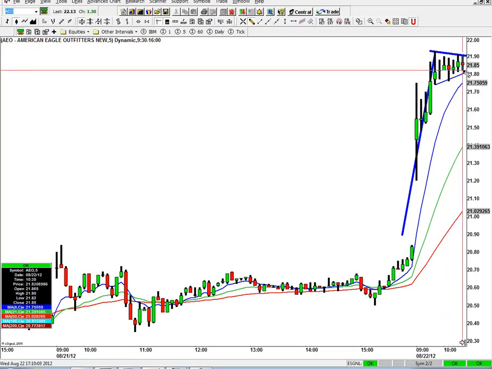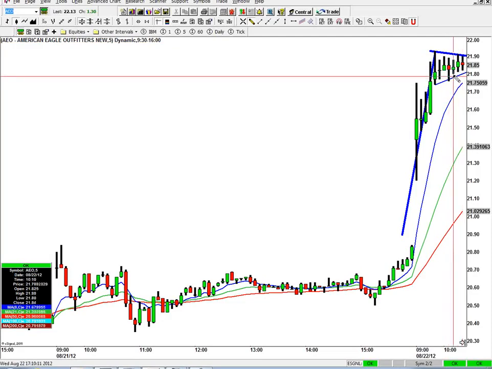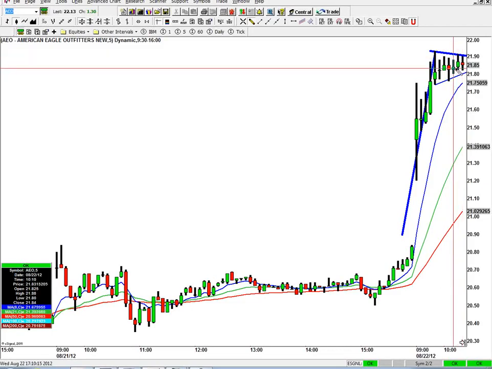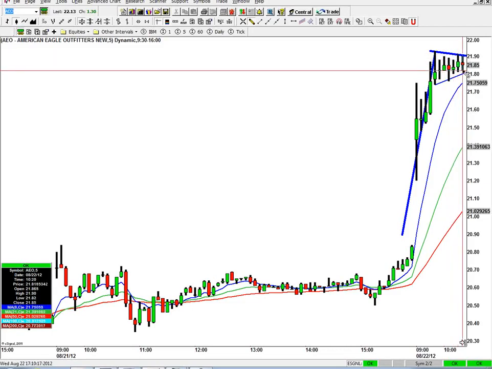This is the type of trade that I would have gotten in probably a little bit up here, and I probably would have bought a little as these bars were getting a little bit less.